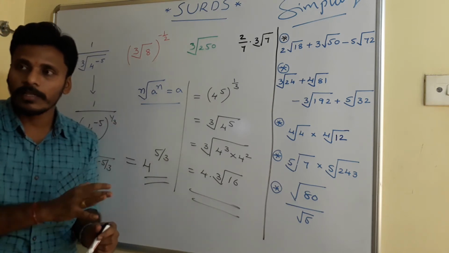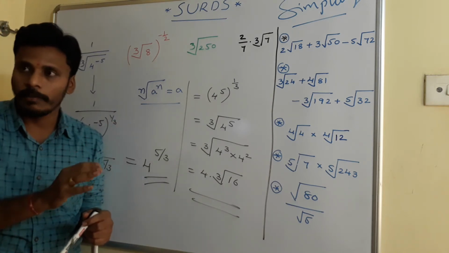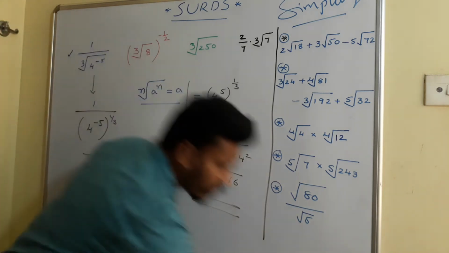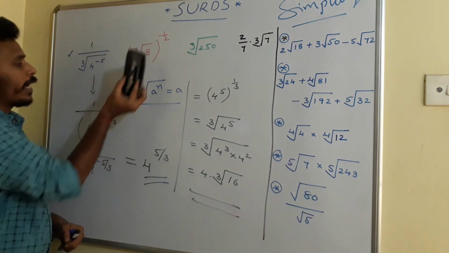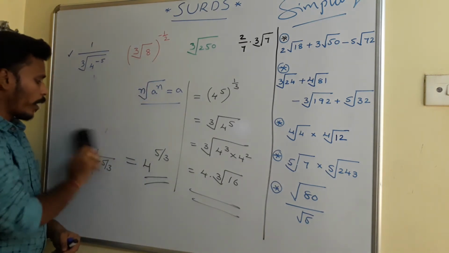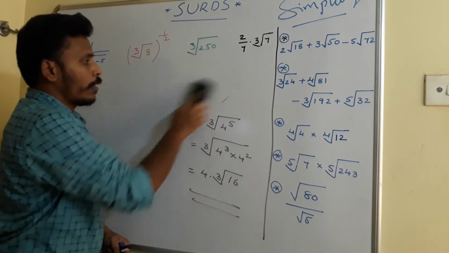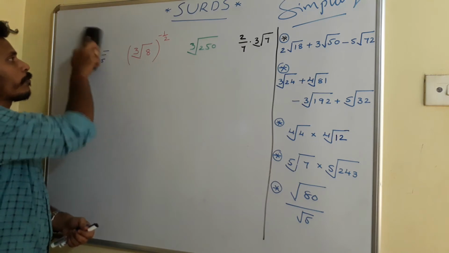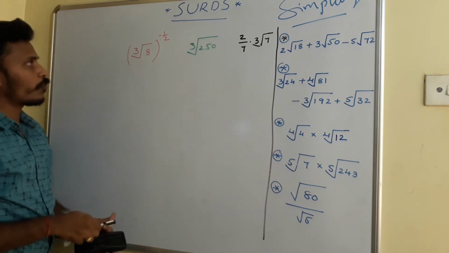Just observe all these things. Still, if you have any doubts, just note them and I will solve those. The next one is what is given here: cube root of 8 to the power minus 1 by 2. You need to simplify that. It may be somewhat simple when compared with the first one. Just look here. This is cube root of 8 to the power minus 1 by 2.